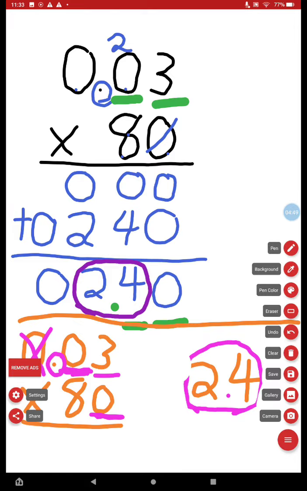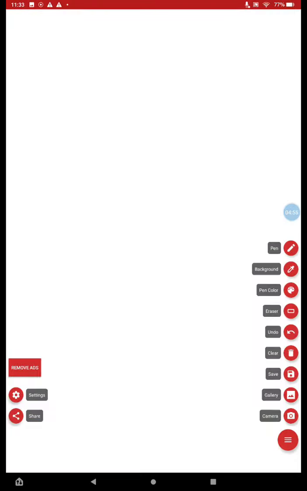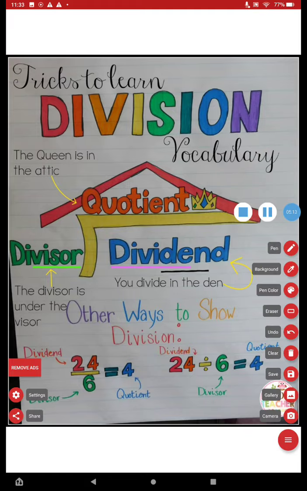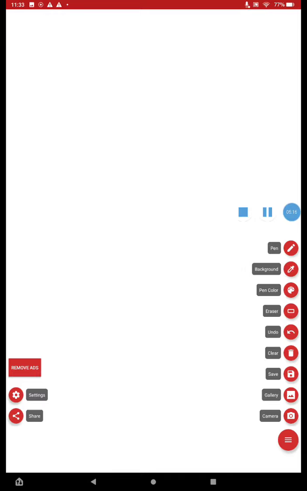All right, now let's do a little bit of division review. All of this week, we have remembered that the dividend is in the den below the division bar. The divisor is under the visor outside. And the quotient is the queen in the attic above. Okay? We have been studying the fact that with decimals, I'm not going to get a remainder. However, today we're going to review what I do if I do get a remainder.